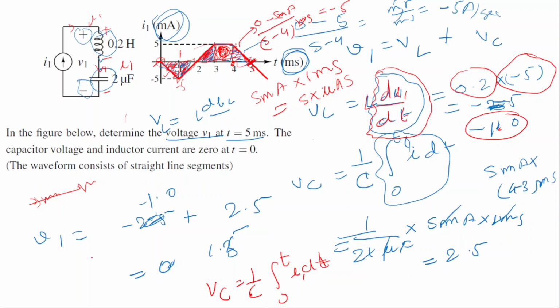Are you asking why we are taking 4 to 5 in the capacitor? Because the current is asked at 5 millisecond, so we need to take care of all the things here.